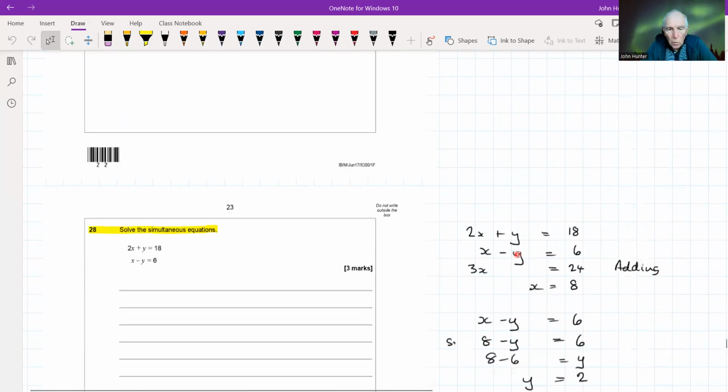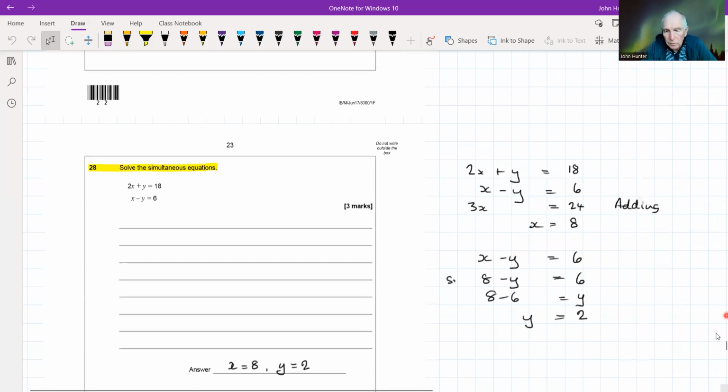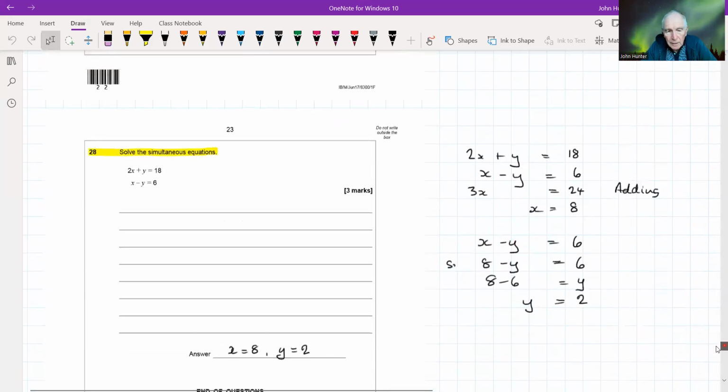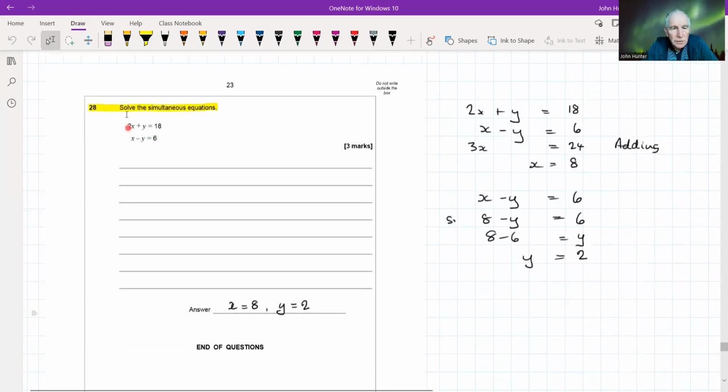All right, so now then on to number 28. This is the last one we're looking at. Solve the simultaneous equations. 2x plus y equals 18, x minus y equals 6.